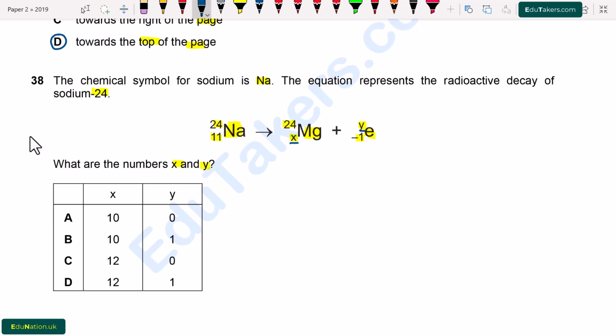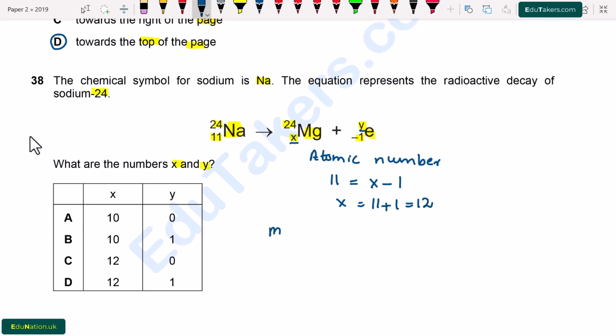Here, first of all, I check the atomic number and atomic mass on both sides of this arrow and find out the values of X and Y. So I write here atomic number. On the left hand side, it is 11. It will be equal to X minus 1. So X will be equal to 11 plus 1, which is 12.